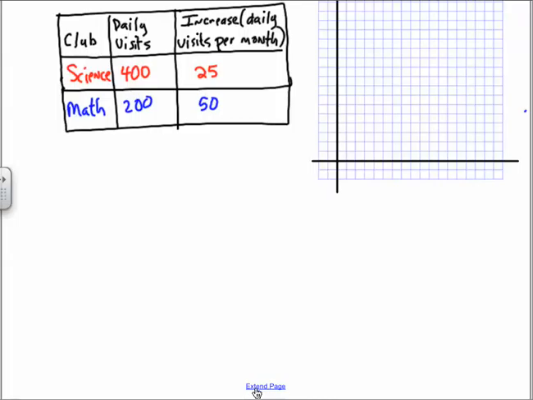You can see that the Science Club, you can immediately see that it goes up 25 every month. So that's going to be a slope, right? And it's already starting at 400 visits right now.